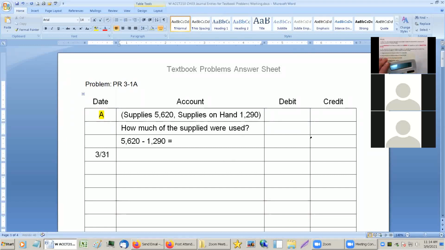Yeah, so we had the calculator, 5,620 minus 1,290. The way you can think of this is, of this 5,000, this is how much was not used. Right, we haven't used 1,290 of them. So how much have we used? So yeah, you're absolutely right. So that's going to be our expense.